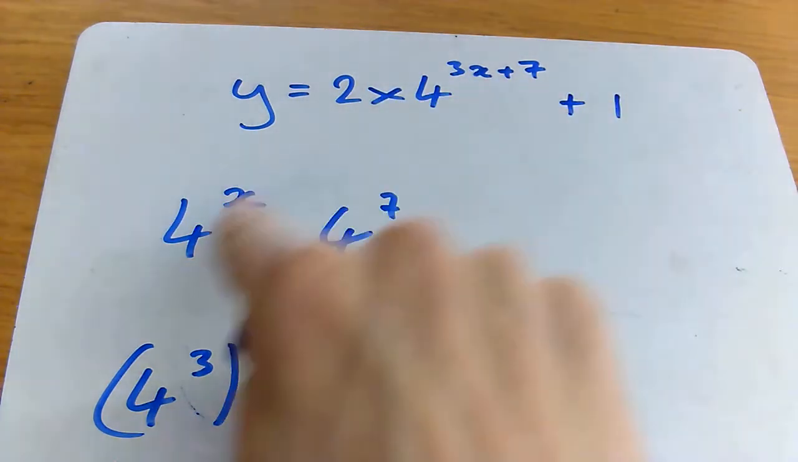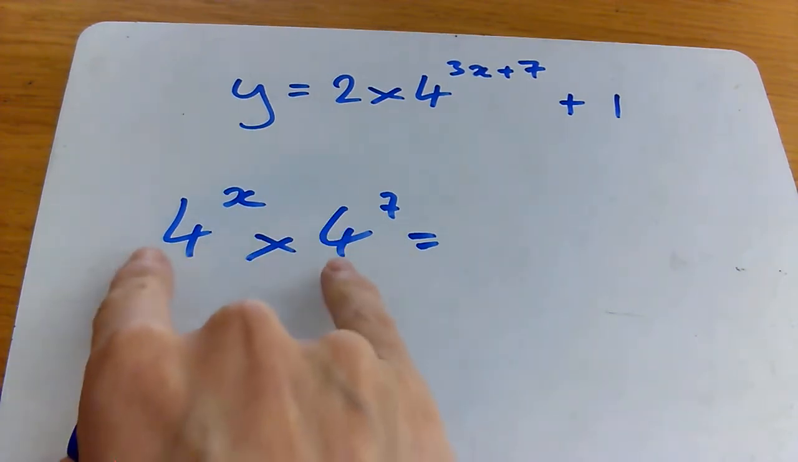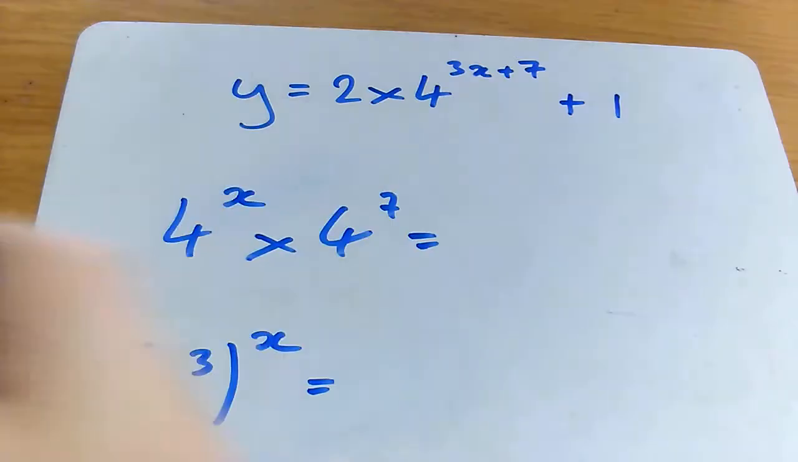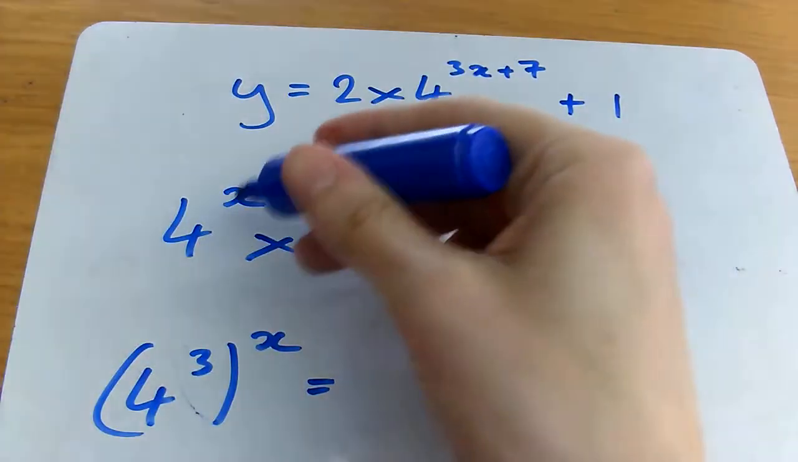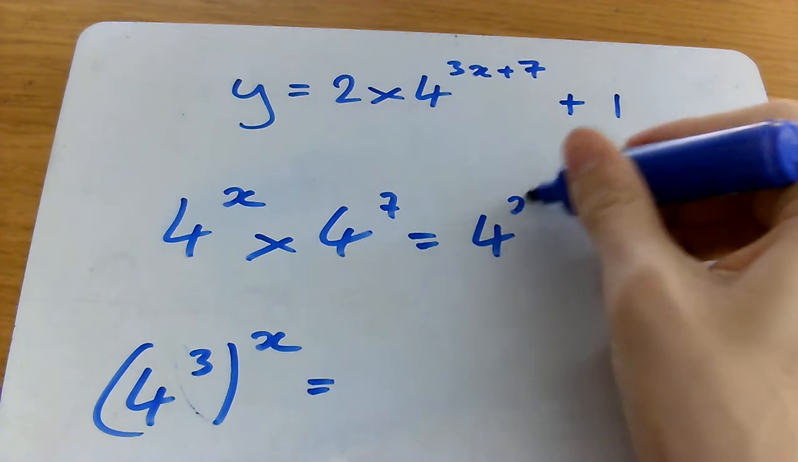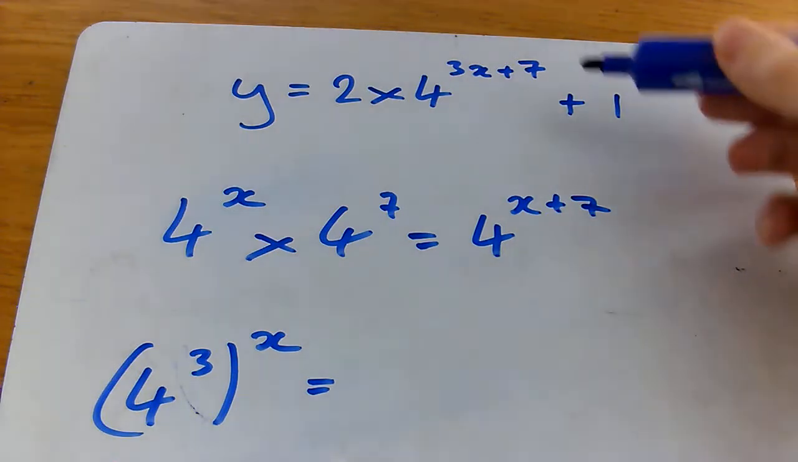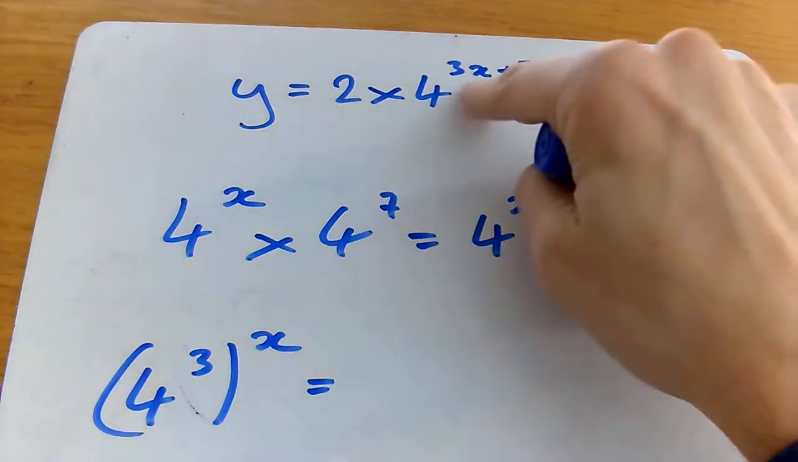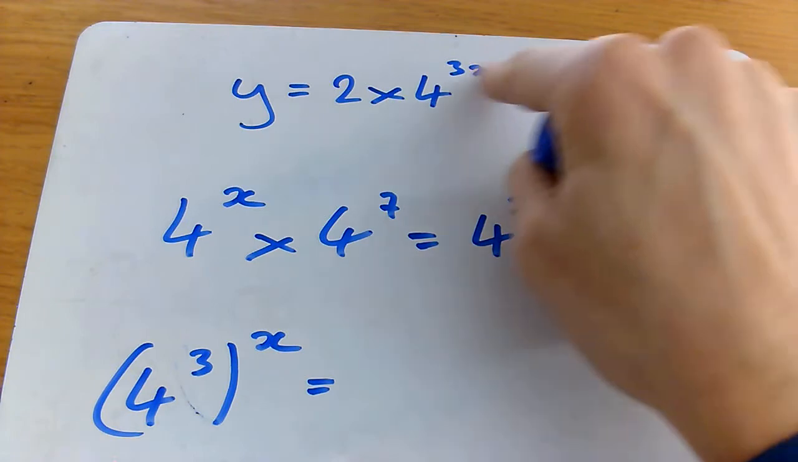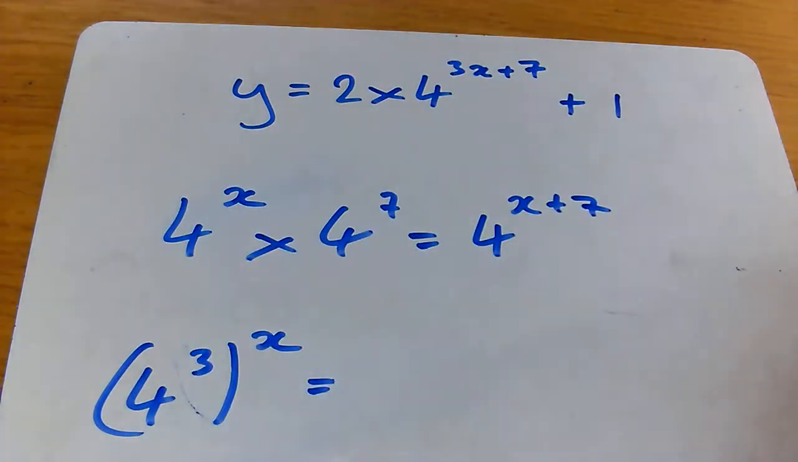So if you remember from indices laws, if you have same bases and you're multiplying them, you're going to add the powers. So if we have 4 to the x multiplied by 4 to the 7, that could be written like this, because you add the powers when you multiply. So in a minute, I'm going to do the reverse of this process. I'm going to break this down. We've got powers here being added, so I'm going to break that down into 2 bases being multiplied.